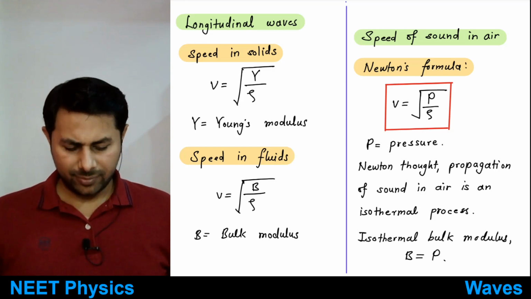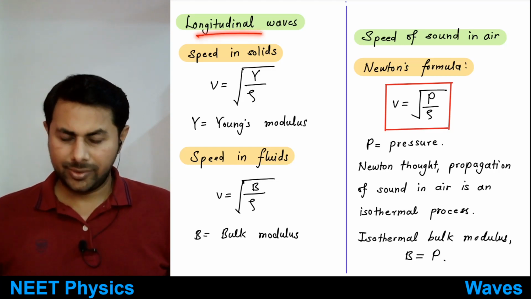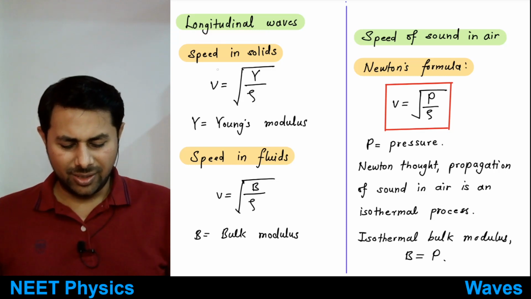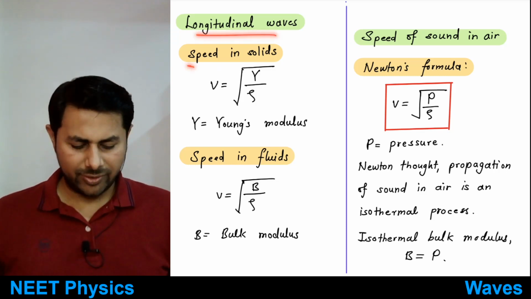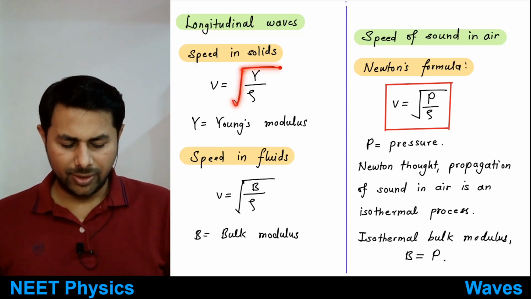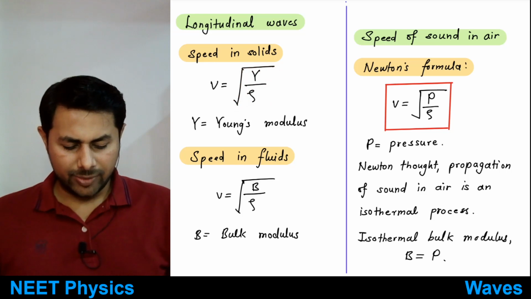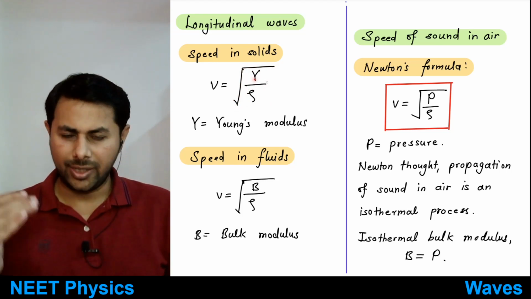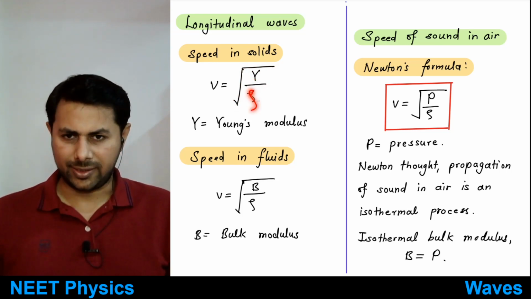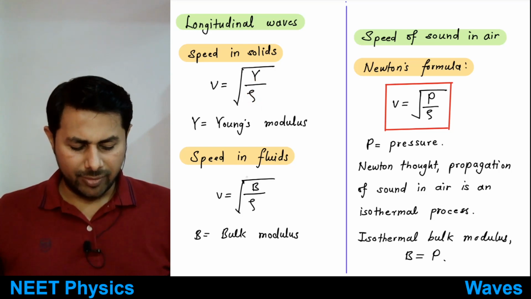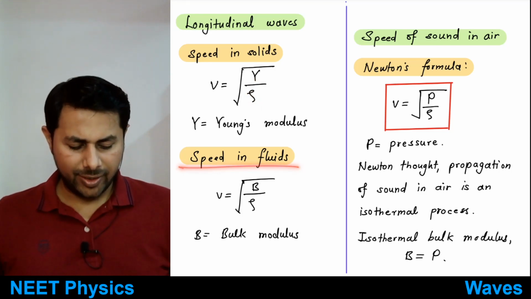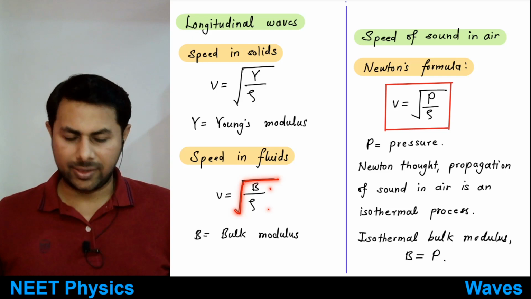Now you need to remember this formula, because there is no derivation: the speed of longitudinal waves in solids is just the square root of Young's modulus divided by density. Speed in solids is Young's modulus divided by density, but speed in fluids would be bulk modulus divided by density.